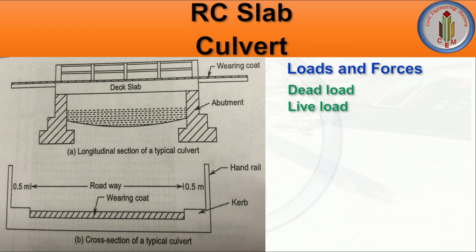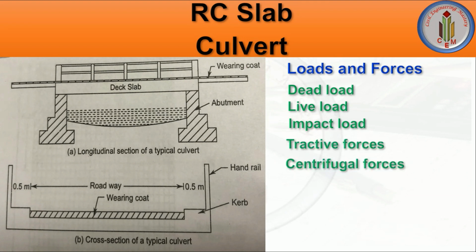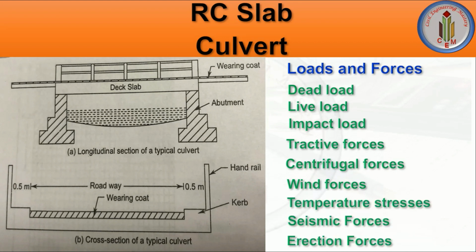Next, let's look into the loads and forces acting on the slab culvert. First is dead load, then live load, impact load, tractive forces, centrifugal forces, wind forces, temperature stresses, seismic forces, and erection forces. These are all the forces acting on the culvert as per IRC code. The Indian Roads Congress IRC code specifies the details of the various loads to be considered. Before designing the culvert, we need to know how these loads act on the structure and what the IRC codal provisions are for each of these loads.